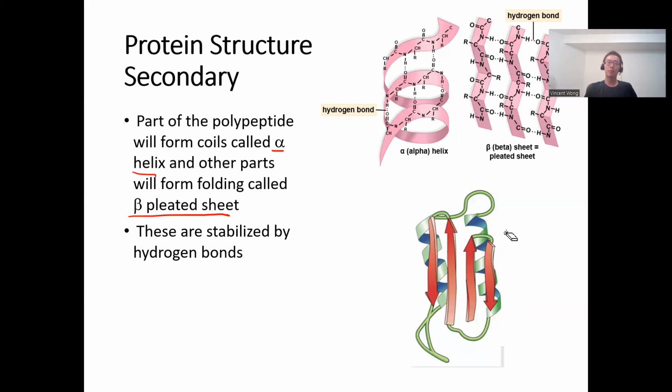Okay, so in this picture, the arrows represent the pleated sheets, and then the coil represents the alpha helix. So primary structure is just the sequence, and then secondary structure is whether they form a coil, the alpha helix, or the parallel beta pleated sheets. Do we have any questions?